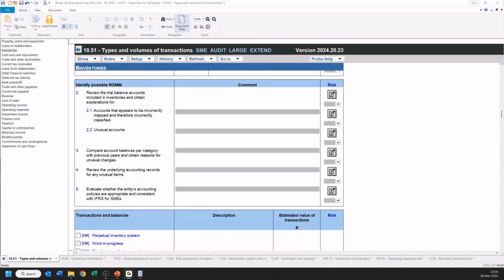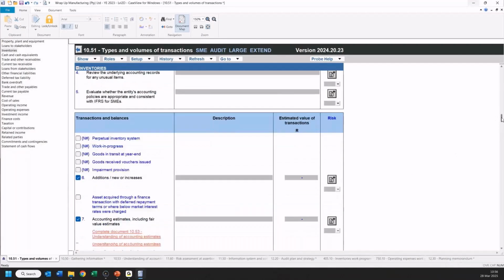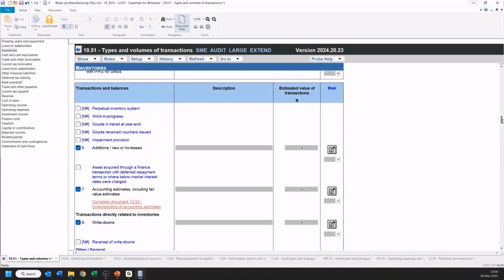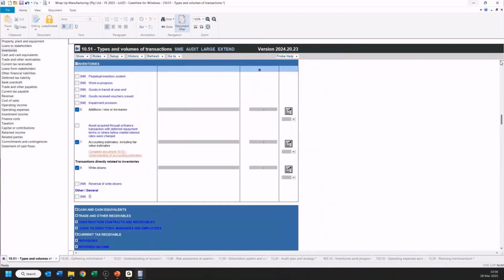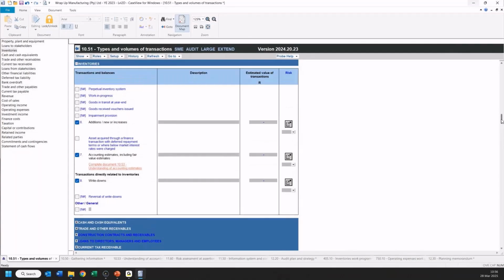is the client actually applying their own framework? Right, so that's identifying possible risks of misstatement due to not having the appropriate accounting policy. That's that section. And then lastly is the section that we refer to as transactions and balances. Now, I'm going to have to make the zoom slightly smaller so that we can see everything that's included in this section because they are quite important.